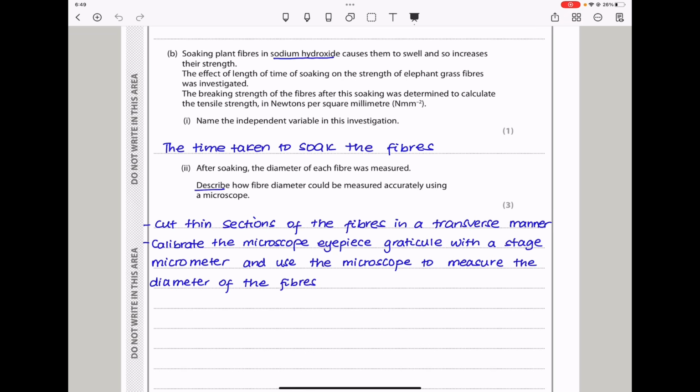Next, they say, after soaking, the diameter of each fiber was measured. They want you to describe how fiber diameter could be measured accurately using a microscope. So here we need to cut specific sections of fibers as evenly as possible, and we need to cut them in a transverse manner. Then we need to calibrate the microscope eyepiece reticule with a stage micrometer and use this microscope to measure the diameter of the fiber. This has to be done transversely so that you can measure the diameter.